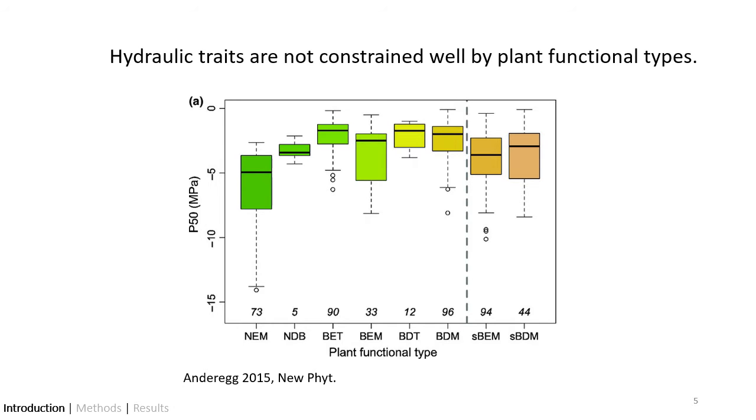Typically, we measure plant hydraulic traits in the field on the scale of individual plants. But it's difficult to upscale those measurements to the scale that's needed for ecosystem models and global Earth system models, because hydraulic traits do not necessarily correspond to what we typically think of as plant functional types, as shown in this plot from Anderegg 2015. The P50, or the water potential at which 50% of xylem conductance is lost, has basically as much variation within each functional type as it does between many of the functional types.